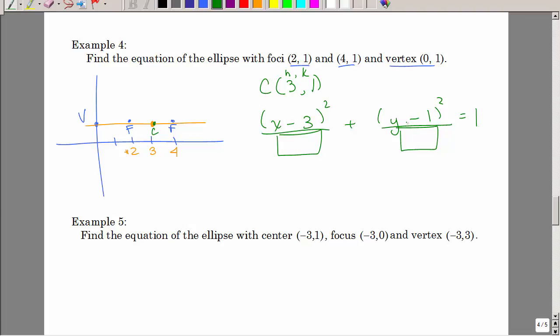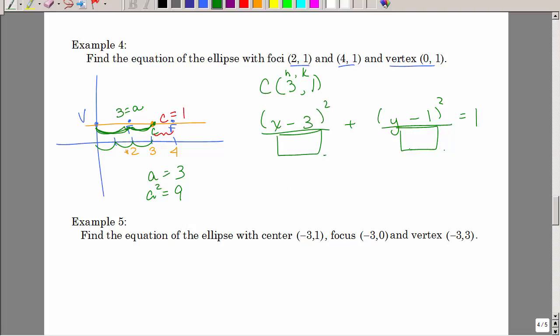Now I've just got to figure out A squared and B squared. Let's go back to those definitions, the distances. The distance from the center to each focus, that's the letter C. So in this case, C is 1. And the distance from the center to the end point of the major axis, which would be the vertex, let's see, that's 1, 2, 3. What letter is that? That's A. So if A is 3, then A squared is 9.